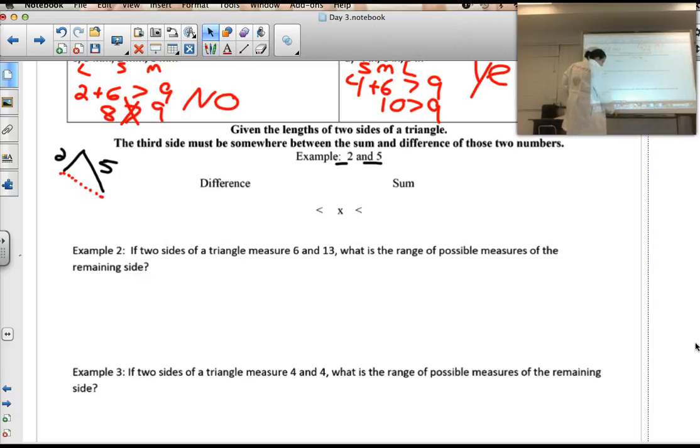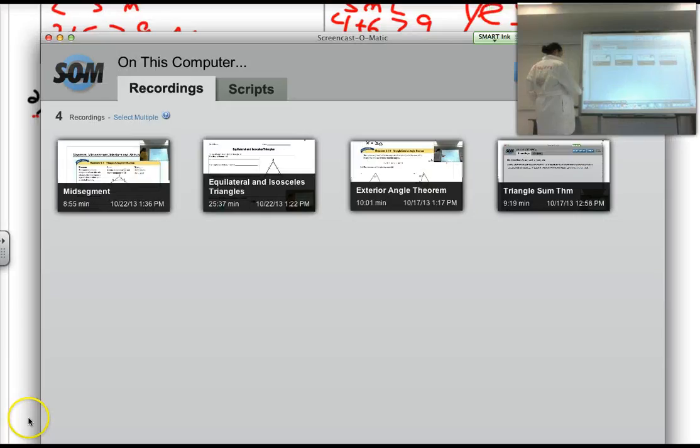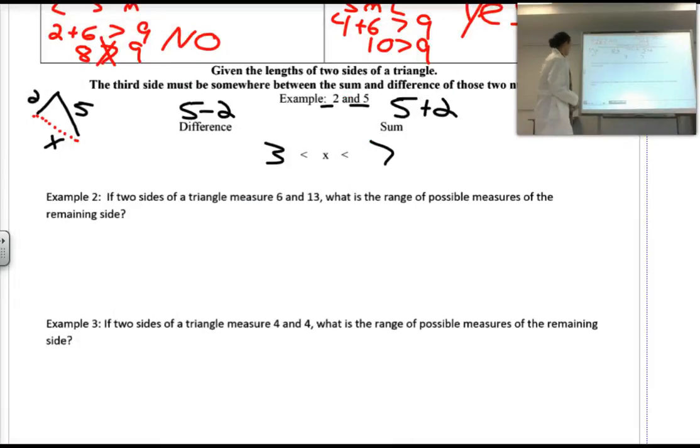In order to find out what the possibilities are for the third side, we are going to take the difference of these two numbers. So 5 minus 2, which is going to give us 3. And then we're going to take the sum of these two numbers, 5 plus 2, which is 7. So this x represents the third side that we don't know, and the range would be the third side has to be greater than 3, and it has to be less than 7. Okay, let's look at another one.